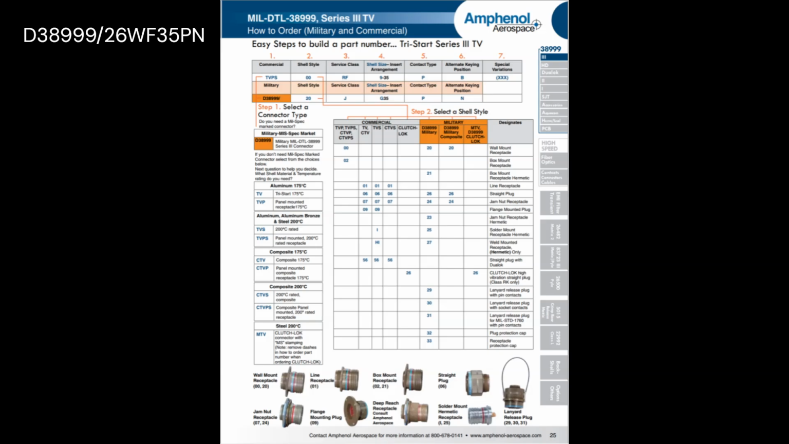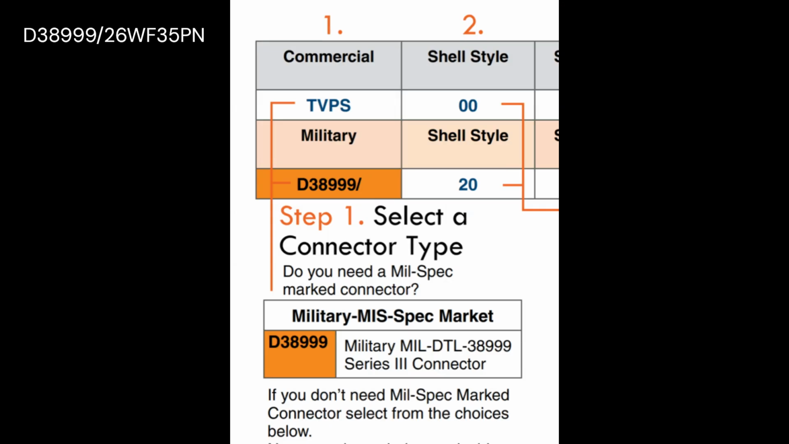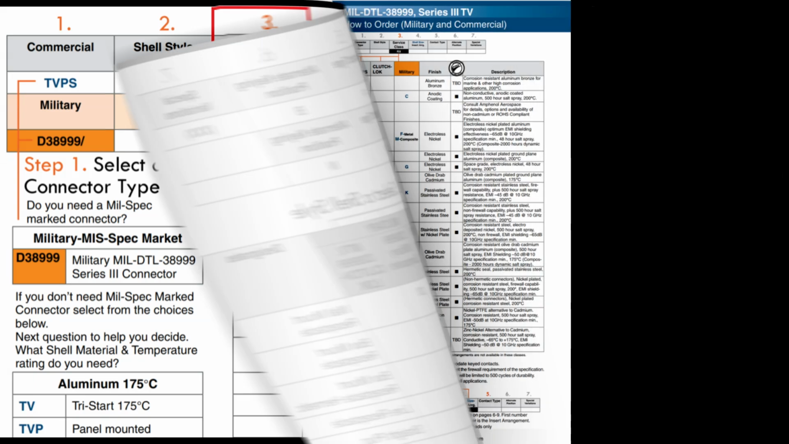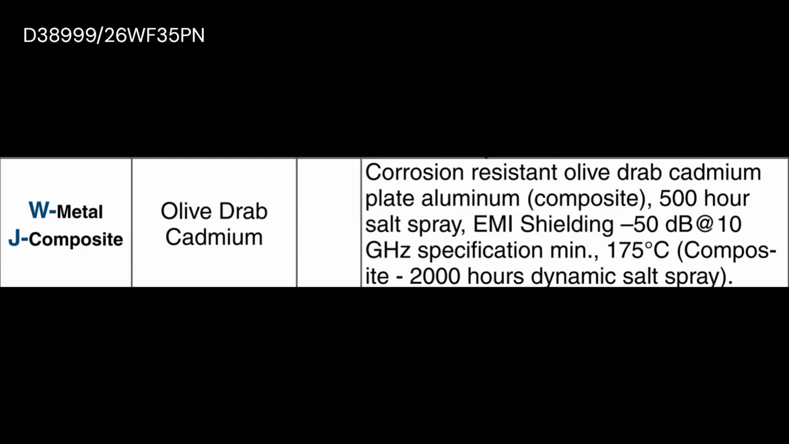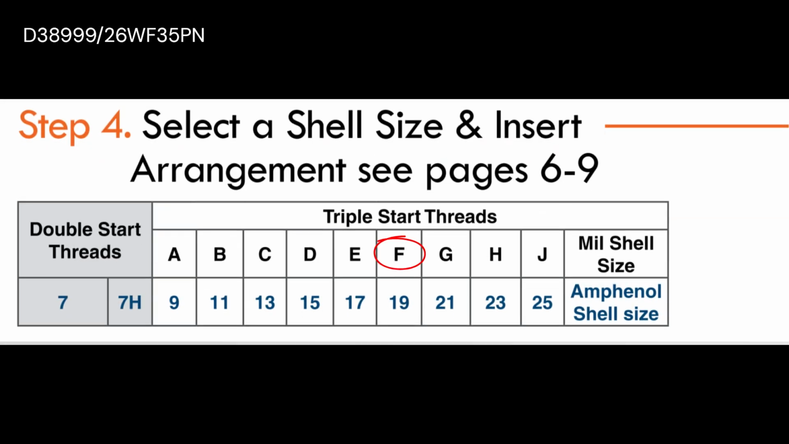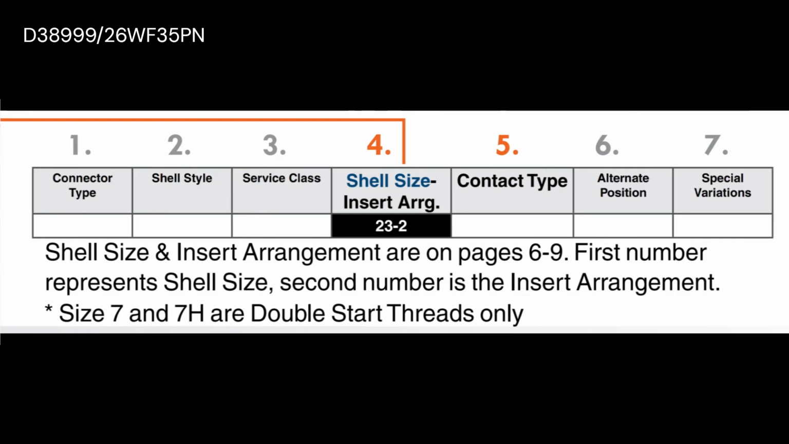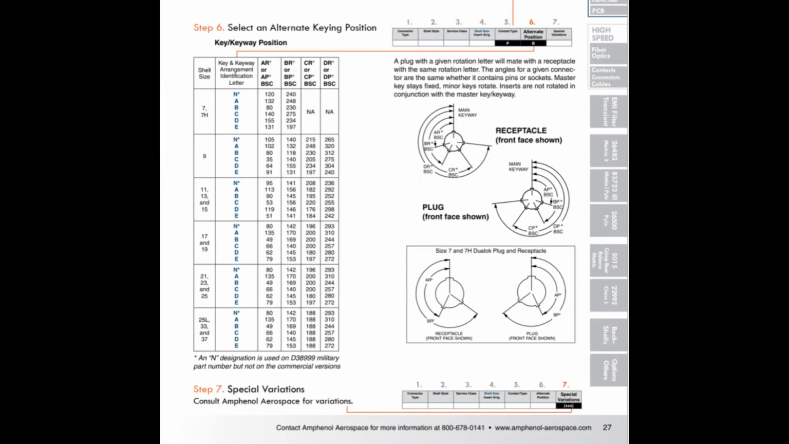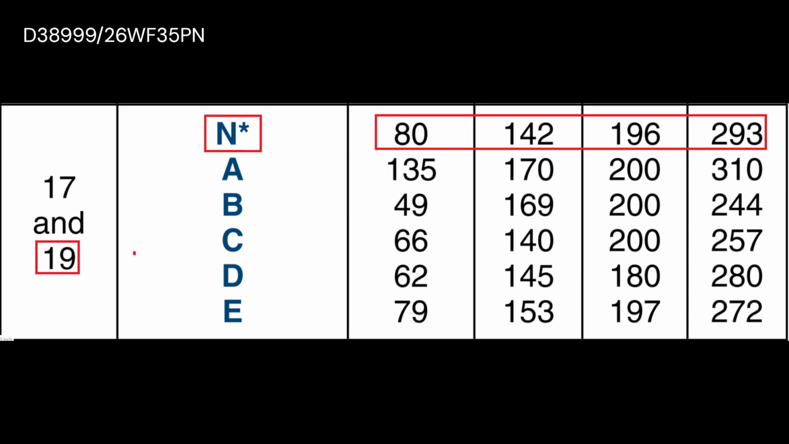Here, we can see that D38999 designates a military specification connector, specifically, a Series 3 connector. The next number, 26, indicates the shell style, which in this case is a straight plug. Following that is the service class, which tells us the type of metal used in the connector's construction. The letter F represents the MIL spec shell size, which corresponds to Amphenol's shell size 19. The number 35 refers to the insert arrangement, while the letter P indicates that the connector uses pin contacts. Finally, the letter N specifies the keying position.